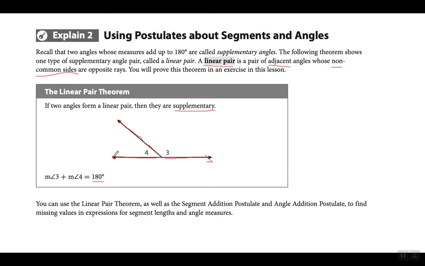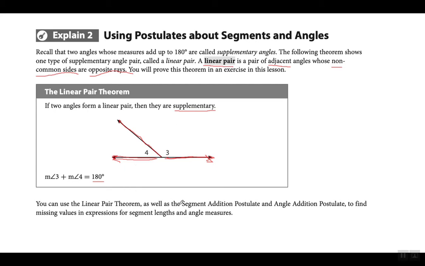Okay, the non-common sides are opposite rays because they're rays going into opposite directions. Sorry for my messy lines, but the sides that they do not have in common, which would be this one right here and this one right here, they are opposite rays. Really, the main thing you have to remember is that there are two angles that are next to each other that form a straight line. The word tells you what it means, a linear pair. A pair of angles that form a straight line.